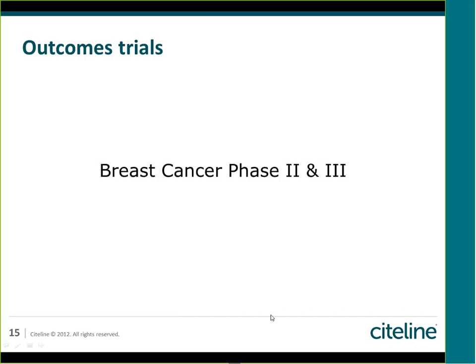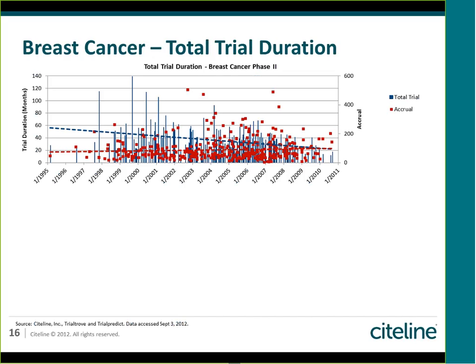First, let's look at an example of the results for outcome trials. And to do that, we'll take a look at breast cancer trials in phase 2 and in phase 3. So what is shown here is the total trial duration, that is the enrollment period plus the study period, in months, and that's plotted against the start date. The start date is shown here on the horizontal axis, and the total trial duration is indicated by the blue bars here. We also show patient accrual in the red boxes along the right-hand axis.